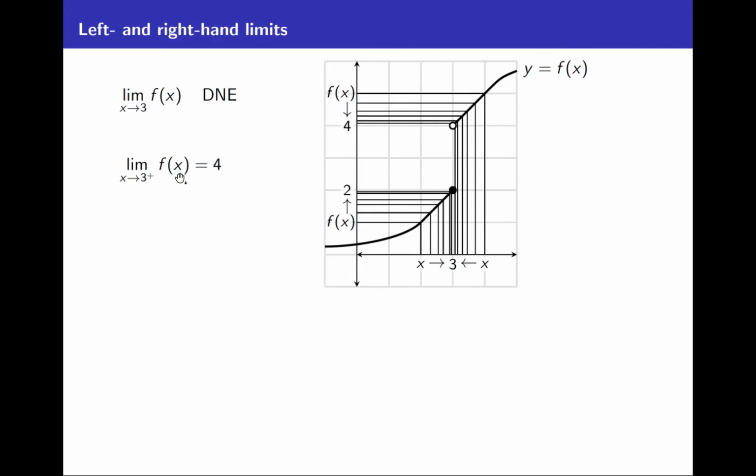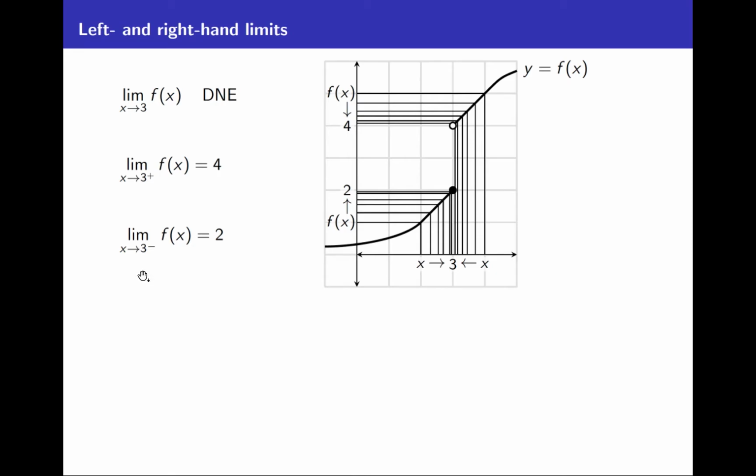And it's understood that this stands for the number that f of x is approaching as x is approaching 3 from the right. And you can see here that as x goes to 3 from the right, f of x approaches 4. So the limit as x approaches 3 from the right of f of x equals 4.